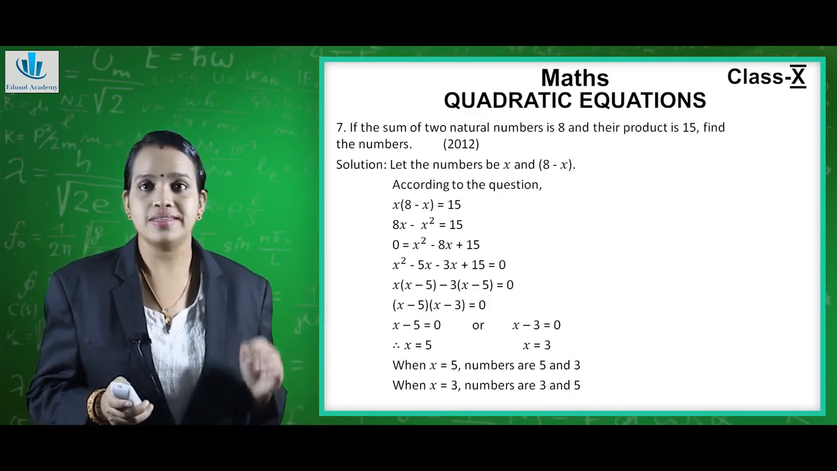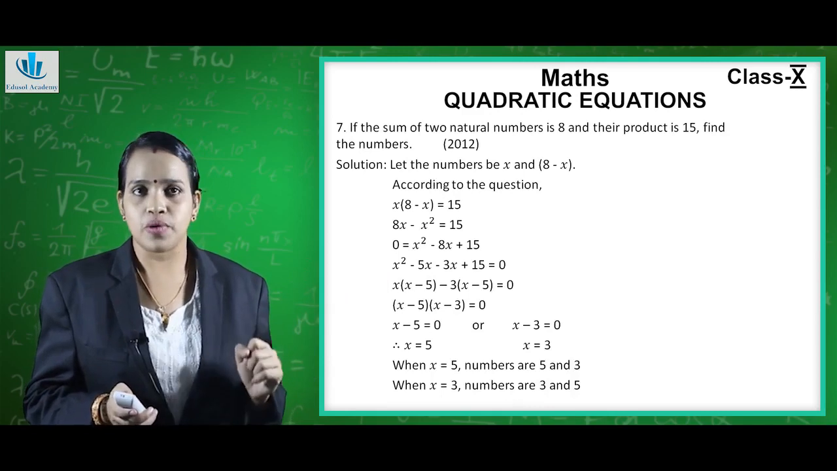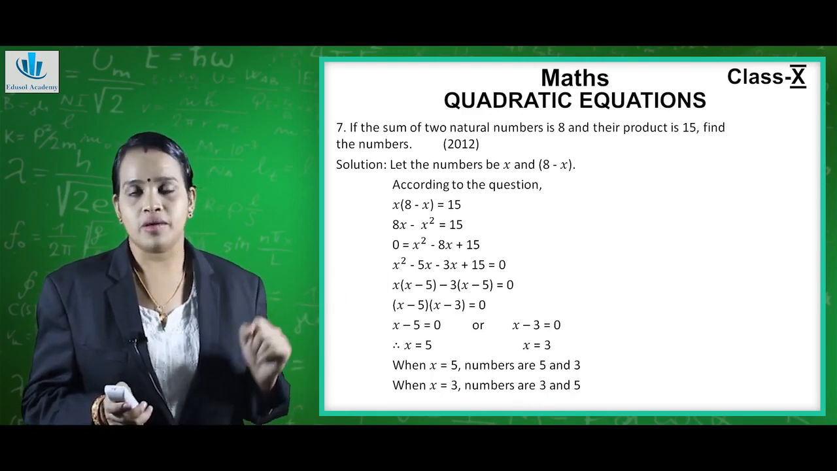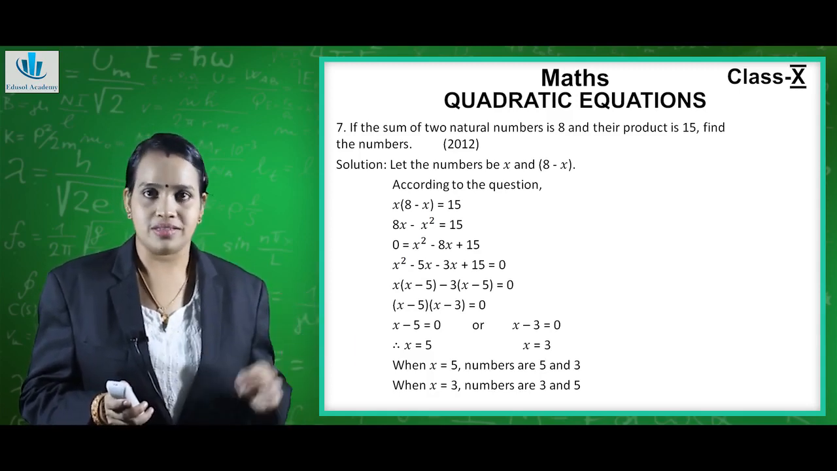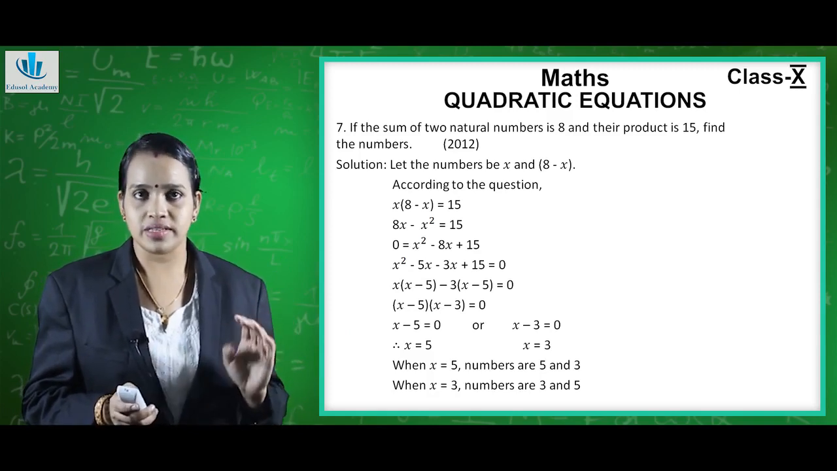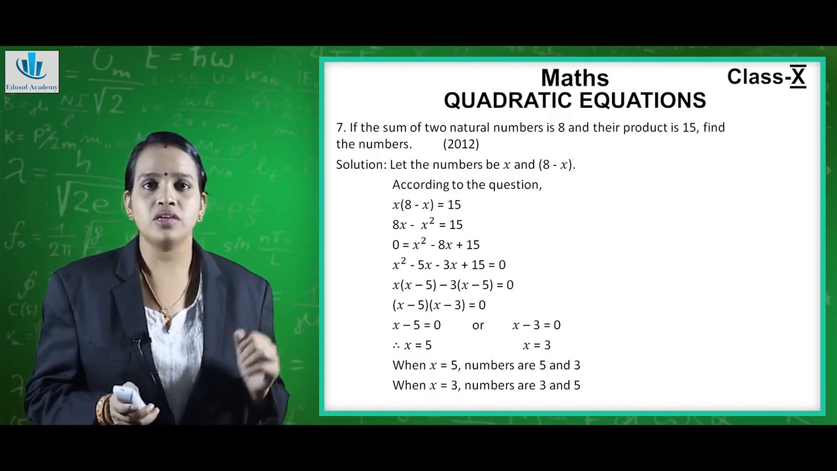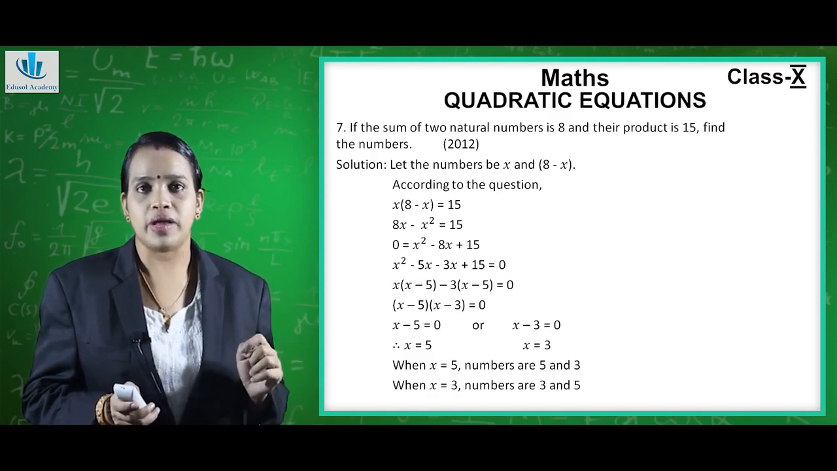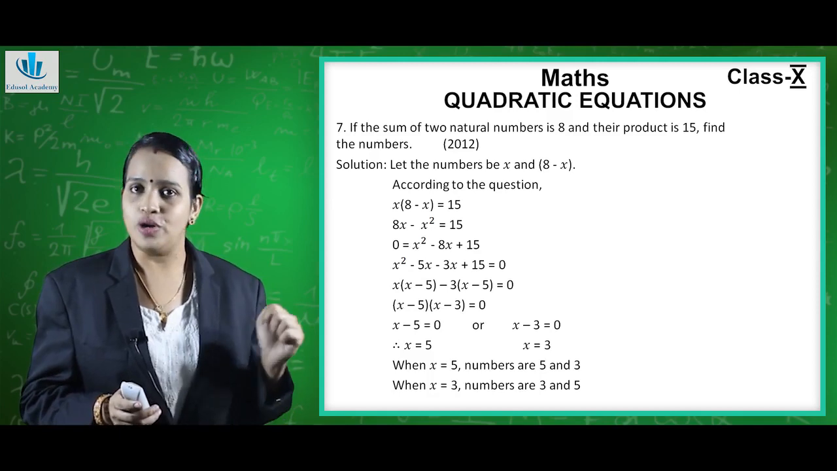Now our next question is, if the sum of two natural numbers is 8 and their product is 15, find the numbers. Now we will take the numbers as x and the second number we will take as 8 minus x. In the question it is said that the sum of two natural numbers is 8 and the product is 15. That is, we will multiply the two numbers. So our two numbers are x and 8 minus x, so we will multiply it. So it becomes x into 8 minus x, which is equal to 15.